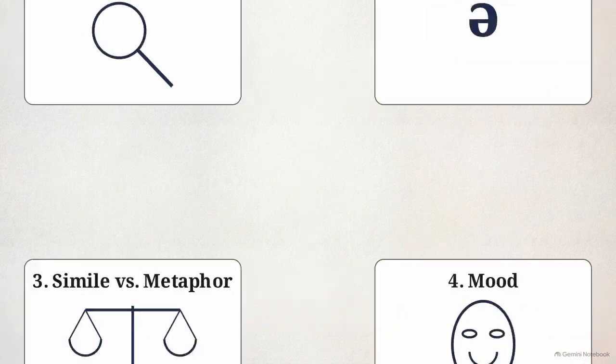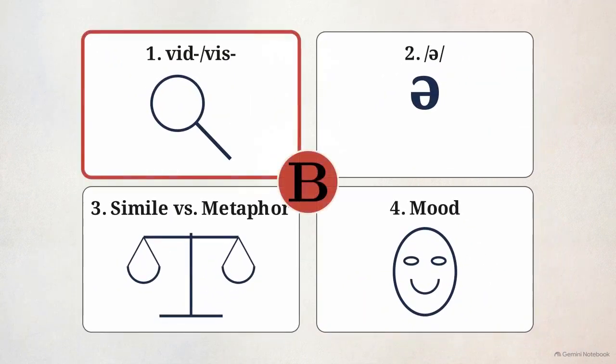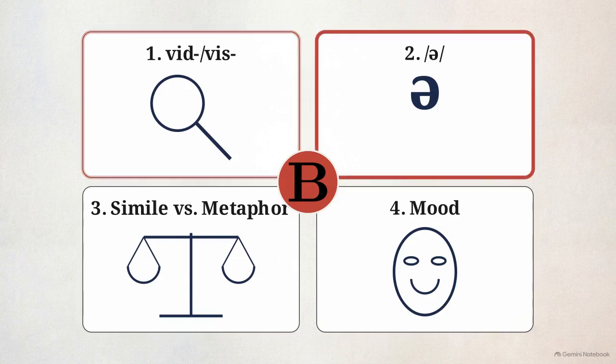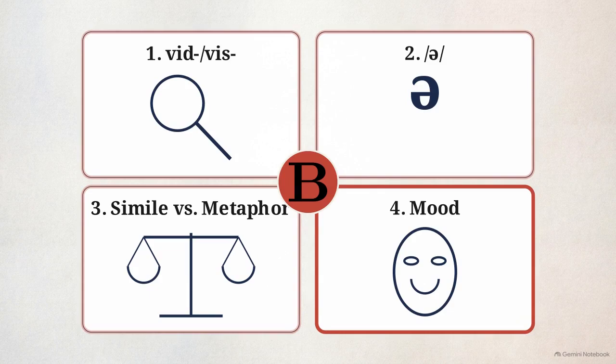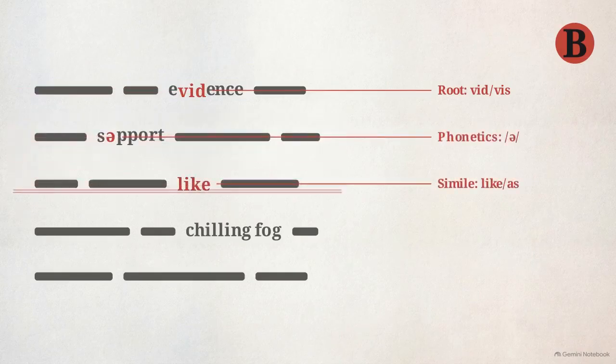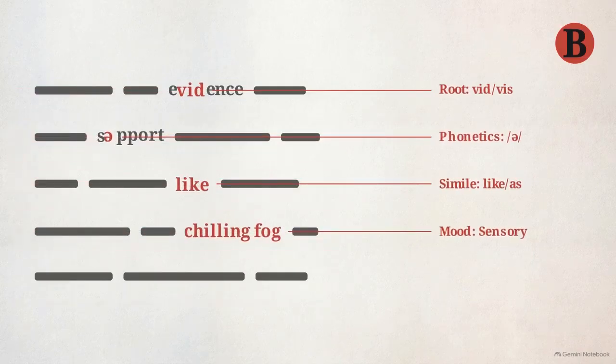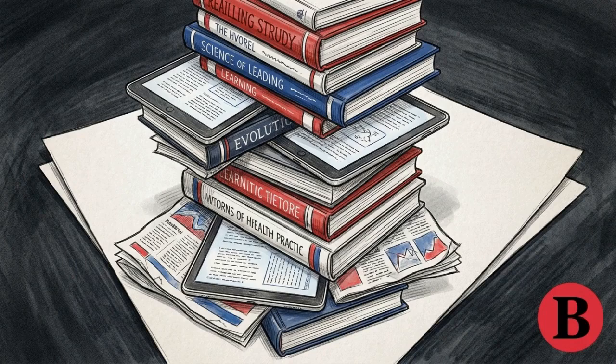We have now covered the complete toolkit. You can use the root vid or viz to find evidence, pronounce academic support with a lazy schwa, identify structural comparisons, and recognize the resulting mood. This infographic organizes the 4 quadrants of the summative. Using this reference, you can identify which tool is required for any question the test presents. Success on this summative relies on applying these linguistic tools to any passage you are given. These skills scale far beyond one chapter, working across every text you encounter.